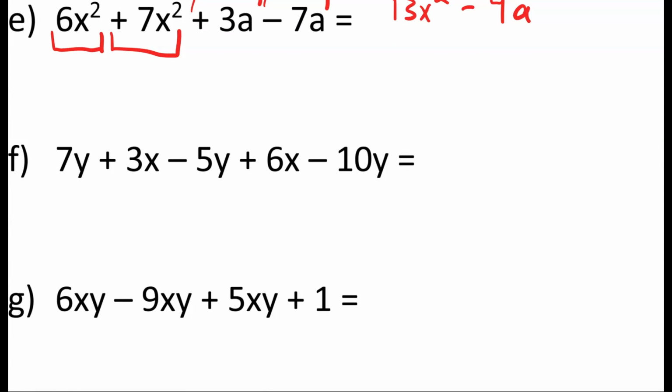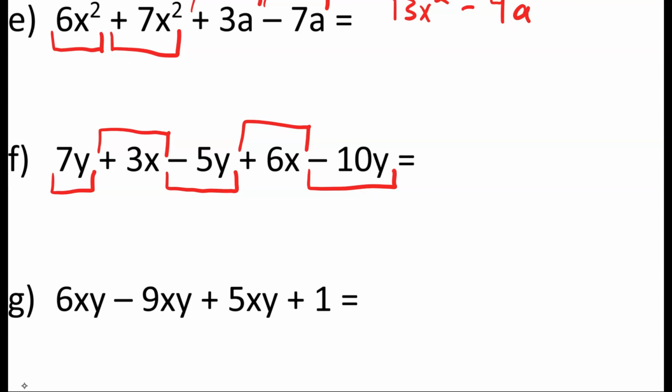For F, we have 7y plus 3x subtract 5y plus 6x subtract 10y. Our variables that are in play in this equation are y with the exponent of 1. So I'm going to look for my other y's with the exponent of 1. And then I have my 3x, so x with the exponent of 1. X with the exponent of 1. Now remember, I'm putting this in standard form, so alphabetically, I have to go x first and then y.